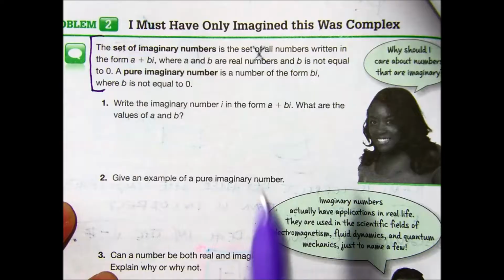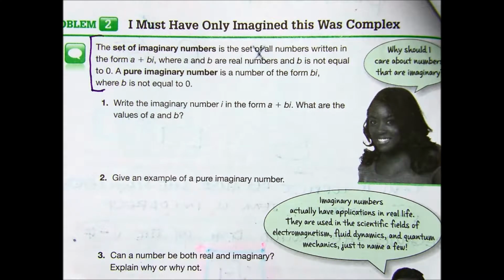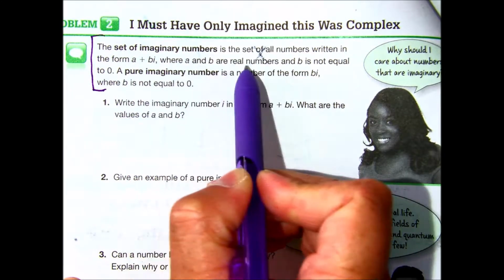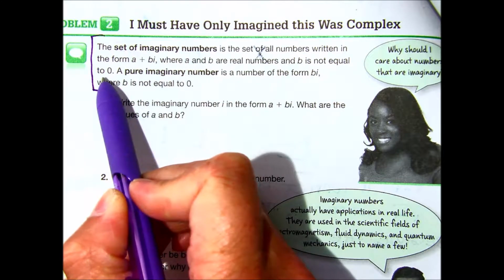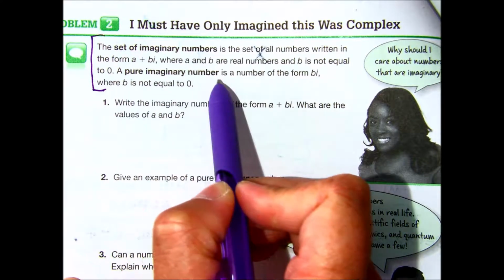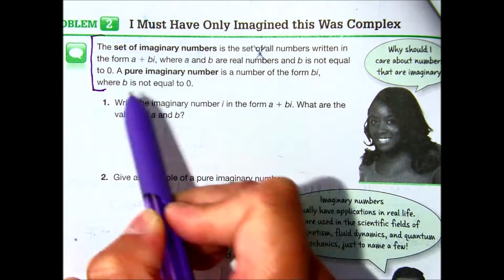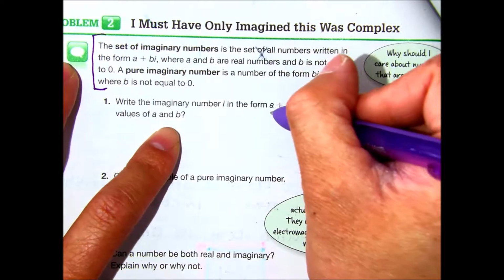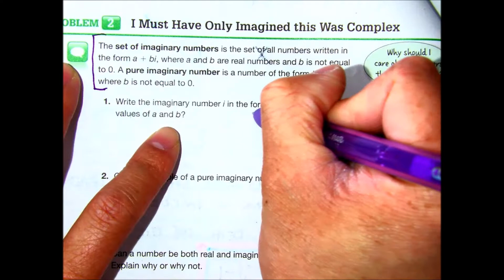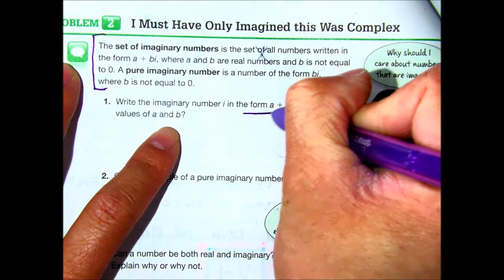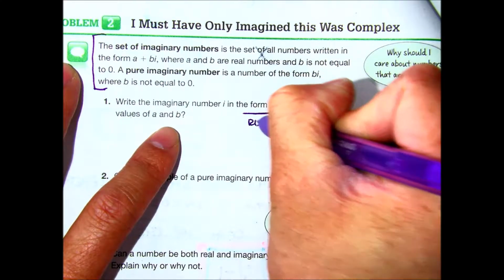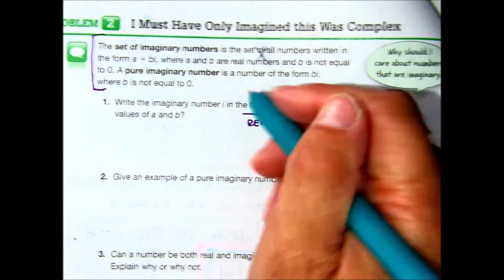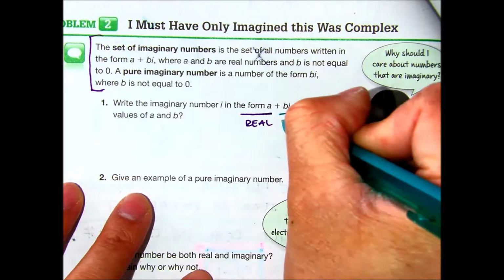Nice and loud. The set of imaginary numbers is the set of all numbers written in the form a plus bi, where a and b are real numbers and b is not equal to 0. A pure imaginary number is a number of the form bi, where b is not equal to 0. All right, let's go ahead and write this. So we're going to write the a value. Whatever you have as the a value, that's going to be the real. And this next part is called the imaginary.